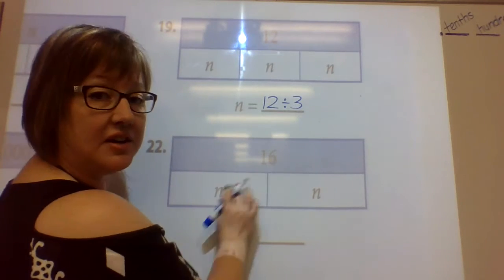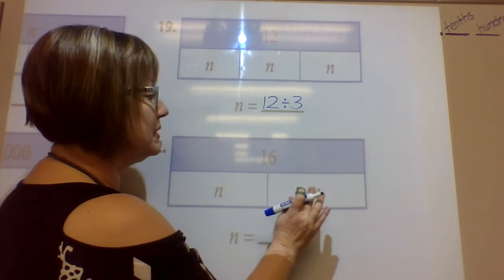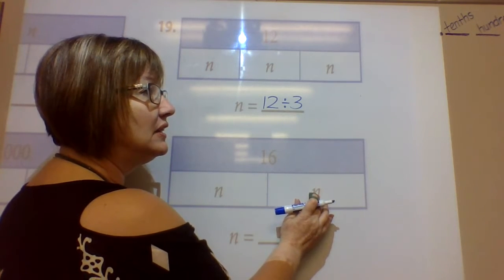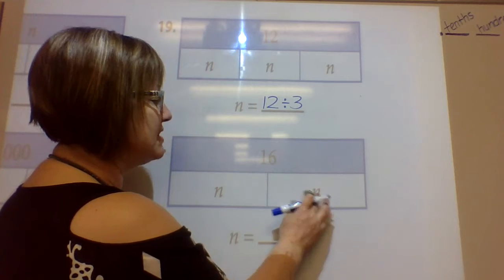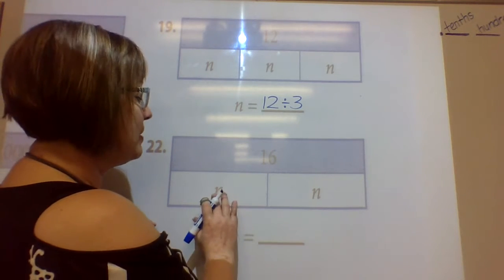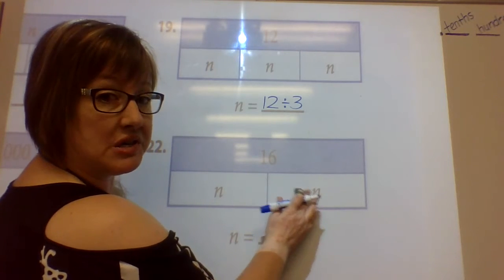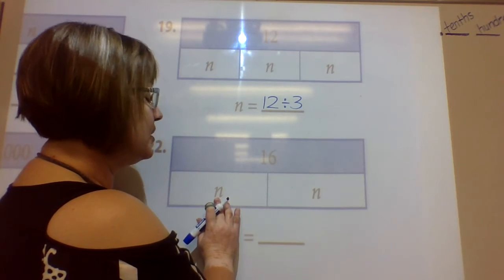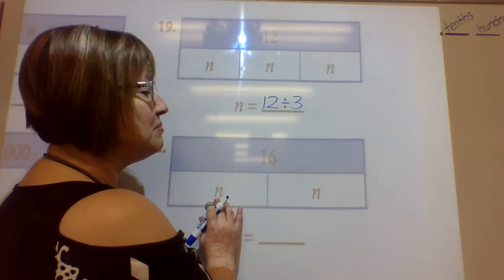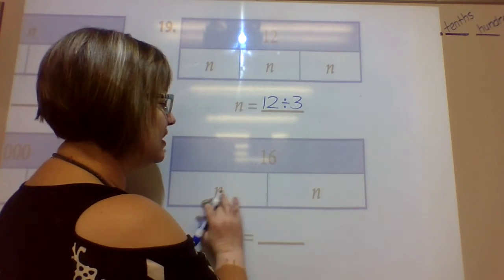So what I'm thinking of is I could do 8 plus 8. That actually works. I could also do 2 times 8, but that means n would have to equal 2 different numbers. So we can't do that. But we could make it be 4 times 4. So n could either be 4 times 4 is 16, or it can be 8 plus 8, as long as n is the same.